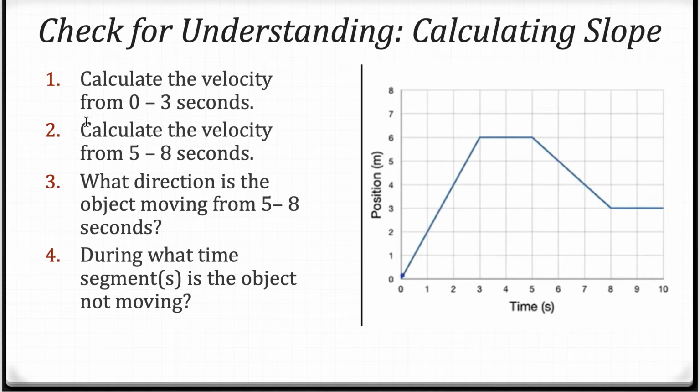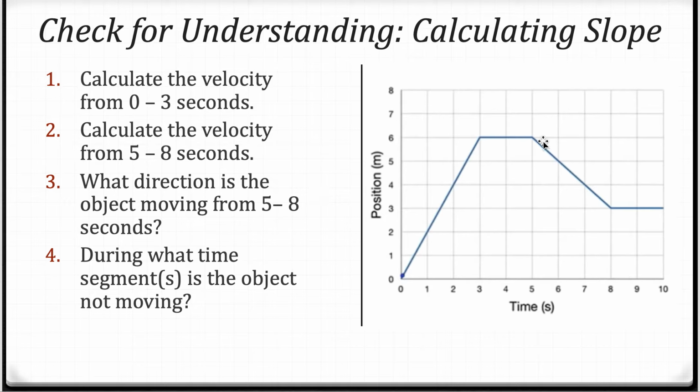Okay. For number 2, we're calculating the velocity from 5 to 8 seconds. So we're going to look at this line right here. Now we can see this line is going down on the graph, so that would be a negative slope. So our answer here, we want to make sure, is a negative answer. Our line for the rise is starting at 6 on the vertical and dropping down to 3. So 3 minus 6 gives us -3 for the rise. And it's going from 5 over to 8. So 8 minus 5 gives us a run of 3.